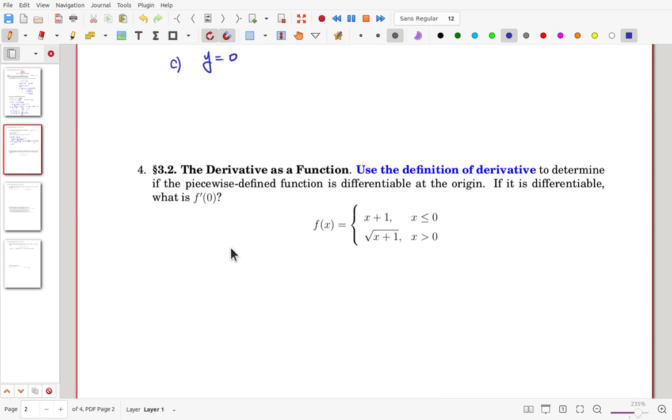Okay, here, we'll use the definition of derivative to determine if the piecewise defined function is differentiable at the origin. If it is differentiable, then what is f prime of 0?